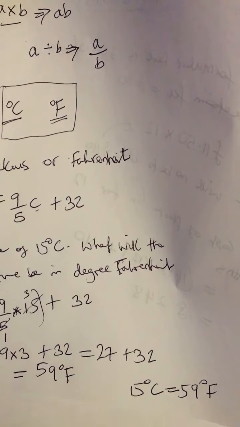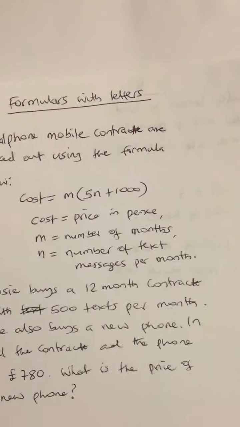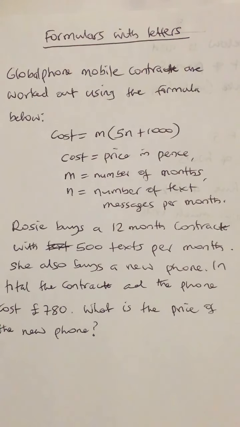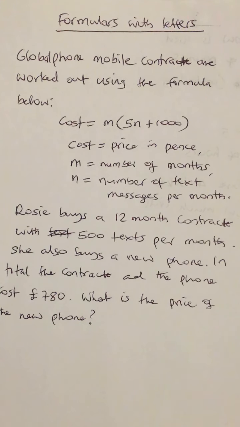So basically that's how we do our conversions when it comes to formulas. We'll continue by doing further examples with formulas with letters. We'll do maybe 2 or 3 more examples, and then we might see if we can move on to something else. So here we'll take another simple example, another example formula with letters.